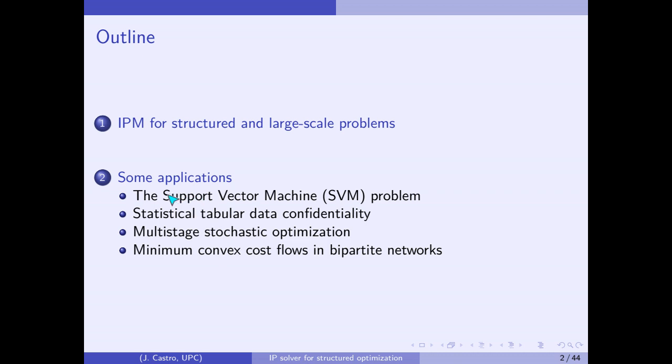So the applications I'm sure I will have time to explain today will be support vector machines problems and data confidentiality problems, which are data science problems. In the third position, I think I will have time to talk a little bit about a multi-stage stochastic optimization application of this interior point algorithm. And depending on the time, I will talk or not about the solution of convex cost flow problems. So let's start by introducing this interior point method, which is a method for structured and huge, large scale problems.